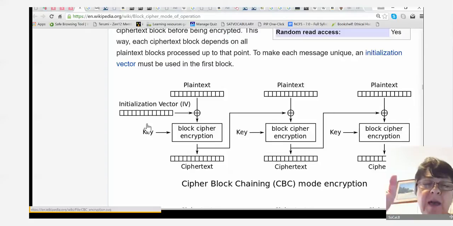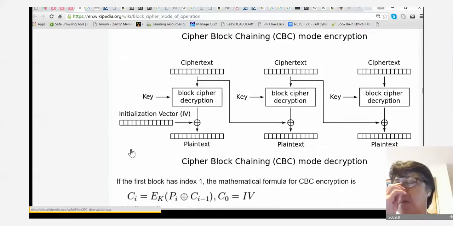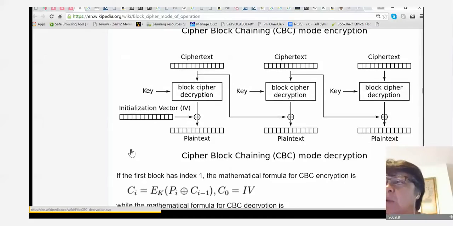First of all, because you have two variables now. It's not just a key that the person has to figure out. It's the IV. If you don't know the initialization vector, you're not going to be able to decrypt the plaintext on the first side, because if you look at the decryption algorithm, here it is. Look at it. You have three blocks of ciphertext, and you have to decrypt each of them.